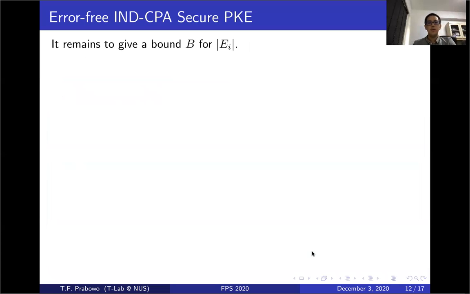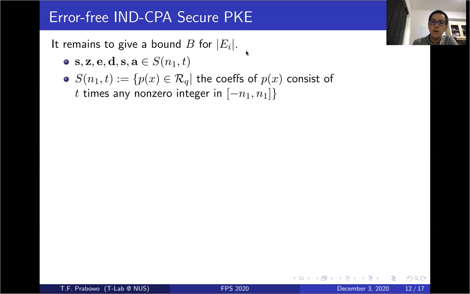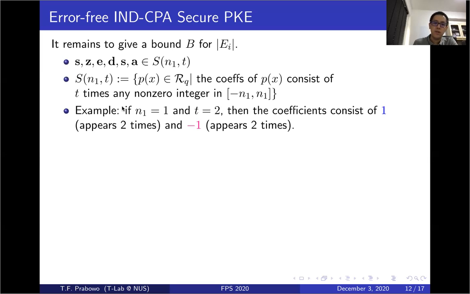Right. Now it remains to tell you about this B. B is an upper bound for all these Ei. So this is where the set S(n1, t) comes in. This set is the set of polynomials with coefficients consisting of t times any non-zero integer in this interval. Looks complicated, but it's not.